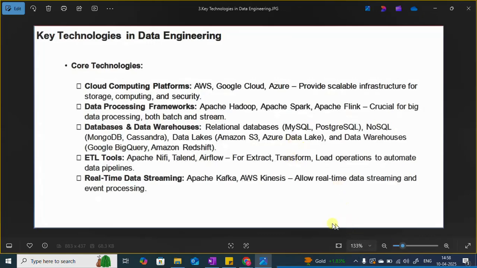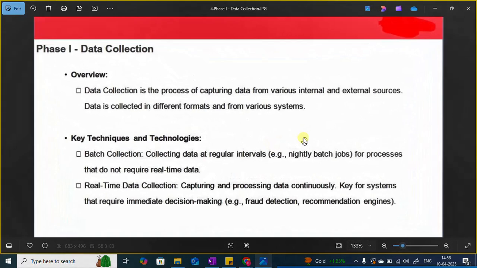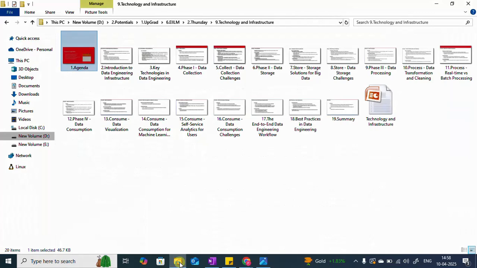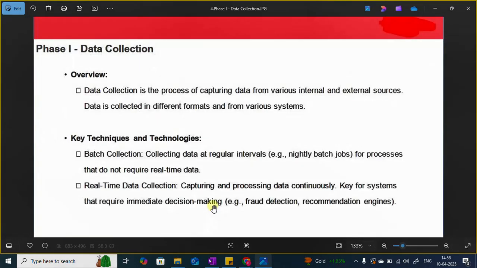So let me go to the next one, that is phase one, data collection. How are we collecting the data? Data collection is the process of capturing data from various internal and external sources. Data is collected in different formats and from various systems. The key techniques are either batch collection or real-time data collection. What is batch collection and what is real-time data collection? Let me explain on the whiteboard. Okay, let me come back to the whiteboard.